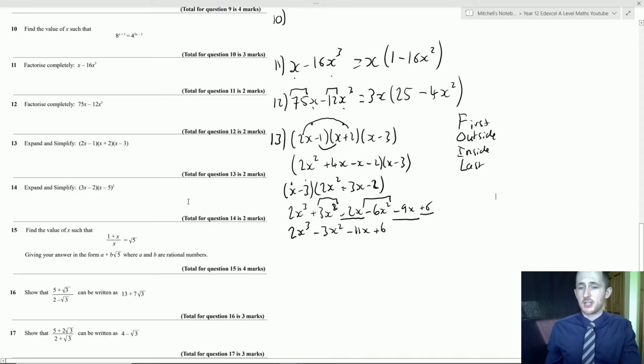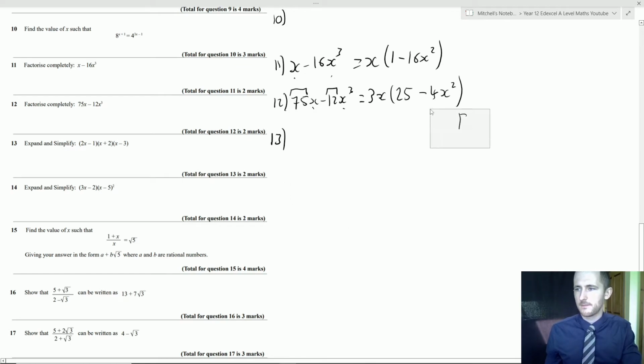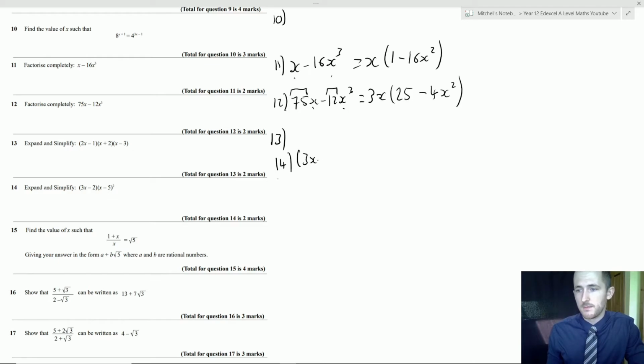So question 14 is actually very similar to question 13. Very similar indeed. So let's apply what we just did yet again. So the question 14, we have 3x minus 2 and then x minus 5 all squared. So if you remember what this squared on top of the bracket means, it means we have two copies of that bracket. So 3x minus 2, x minus 5, x minus 5.